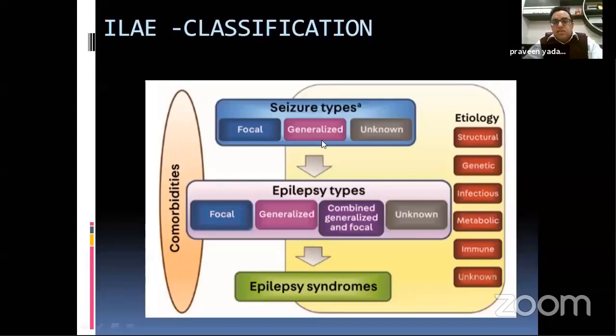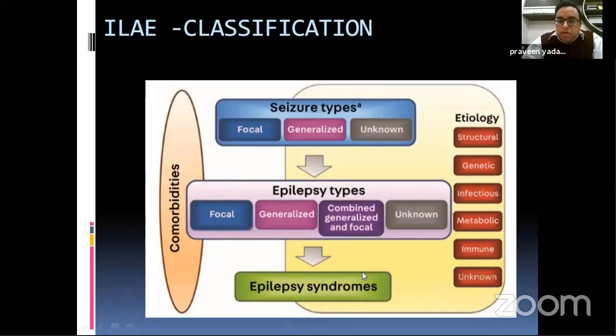Then the second thing is epilepsy type. After that, we find out what type of epilepsy it is, whether it's a focal epilepsy, a generalized epilepsy, a combined focal and generalized epilepsy, or whether the onset is unknown. So after doing the seizure type and the epilepsy type, we try to see whether we can fit into an epilepsy syndrome. Now, why is it important to find out whether there is an epilepsy syndrome?